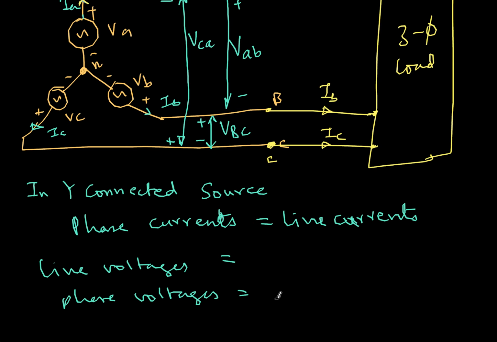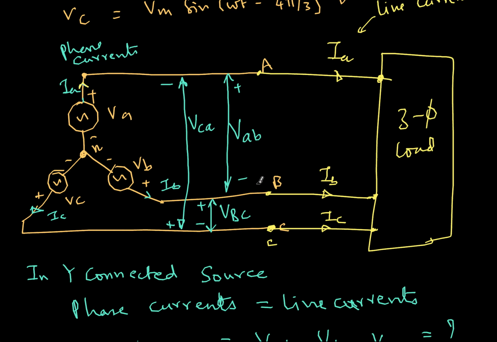So line phase voltages are nothing but VA, VB, VC, whereas line voltages are denoted as VAB, VBC and VCA. Now my objective is to find out what these values are.